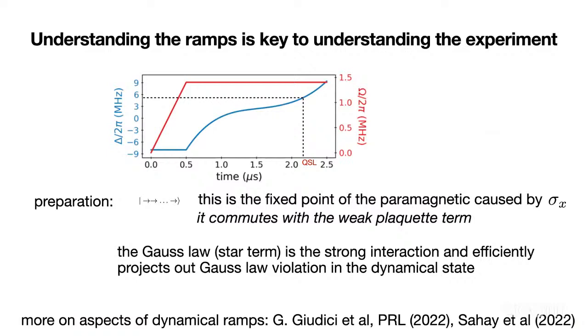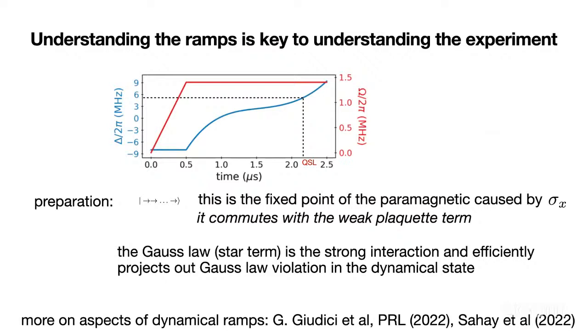So the ramps are really key to understanding the experiment. The ramps I already explained. First the Rabi term, and when this is over, they crank up polynomially some strange optimized form for the detuning.